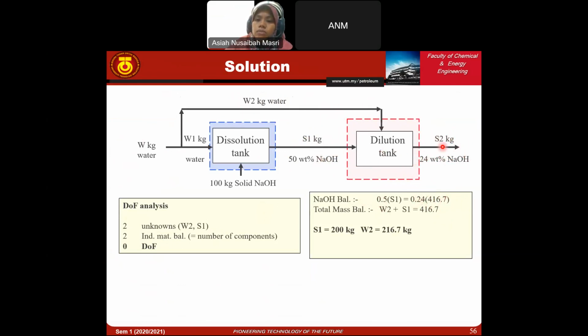Then we do the total balance. S1 plus W2 equals S2. We know S1, we know S2, so we can find W2. So now we know S1 equals 200, W2 equals 216. So we have solved this part. We also have solved this part.